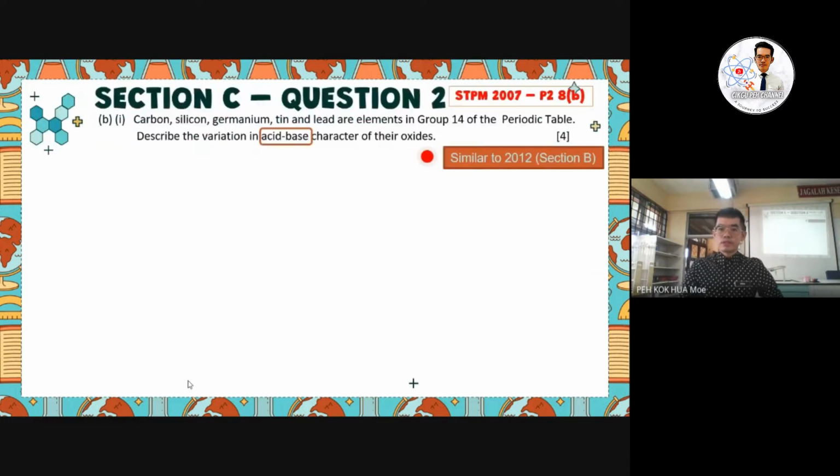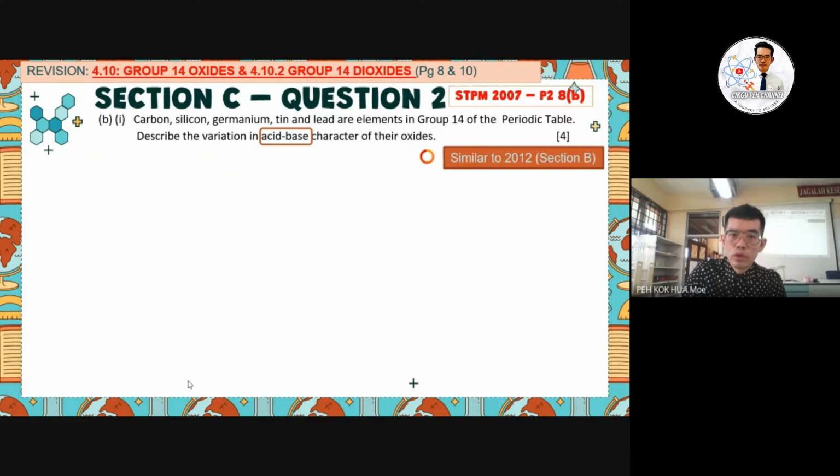Okay, and then the next, question number 2. You can see this is a 2007 question and there will be a similar question in your section C. This is also one of the questions we have already discussed and is considered popular, asked again at section B. We already discussed an almost identical question regarding the acid-base character of their oxides.